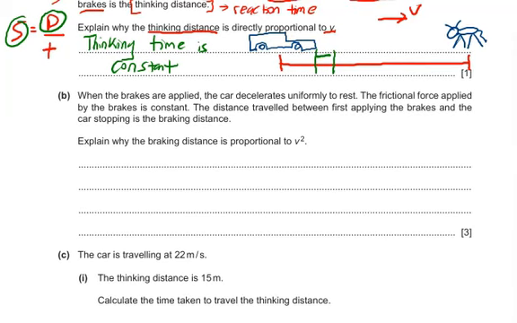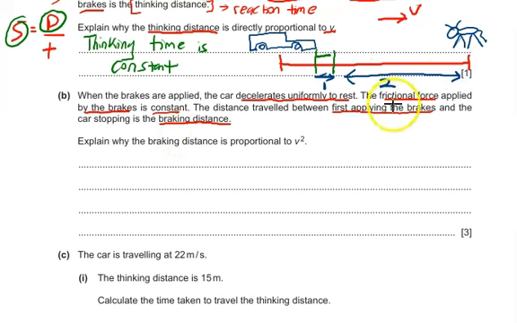When the brakes are applied, the car decelerates uniformly to rest. The frictional force applied by the brakes is constant. The distance traveled between first applying the brakes and the car stopping is the braking distance. So this is the thinking distance, number 1, and number 2 here is what we call the braking distance. Now explain why the braking distance is proportional to v square.